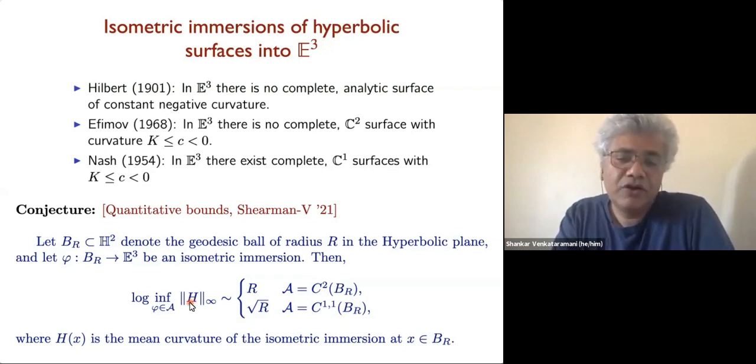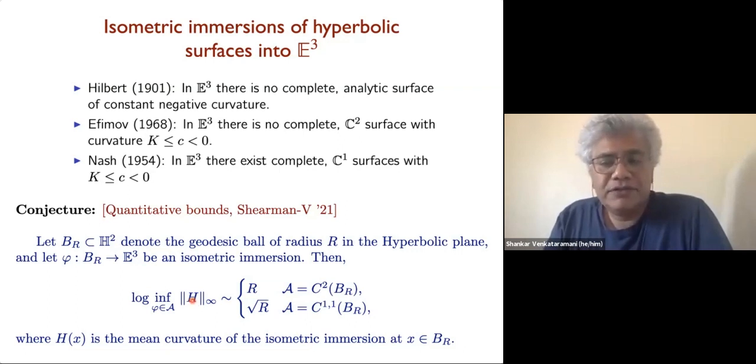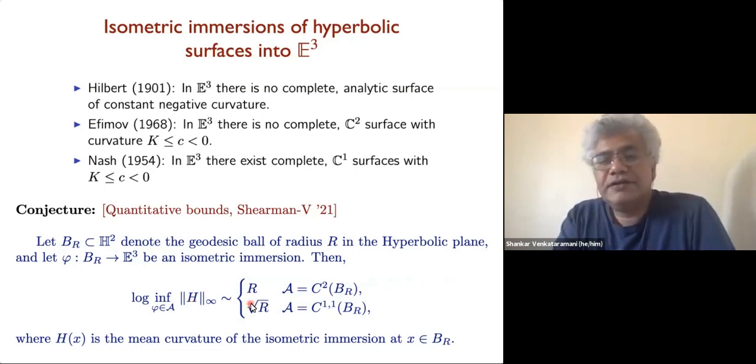The object that I'm measuring, how nice or how bad a particular isometric immersion is, is the maximum of its mean curvature, because the product of the principal curvatures is -1. This is, if you want, equivalent to the maximum principal curvature on this immersed surface. And the statement is that the log of this quantity grows with R, which is again reasonable, because in some sense, as R goes to infinity, there shouldn't be a finite bound. That's what these various theorems are saying.